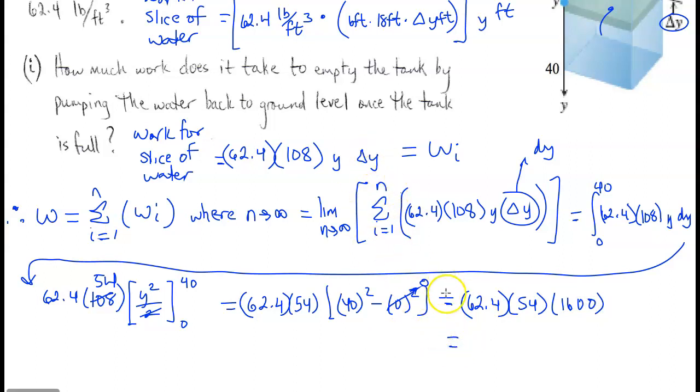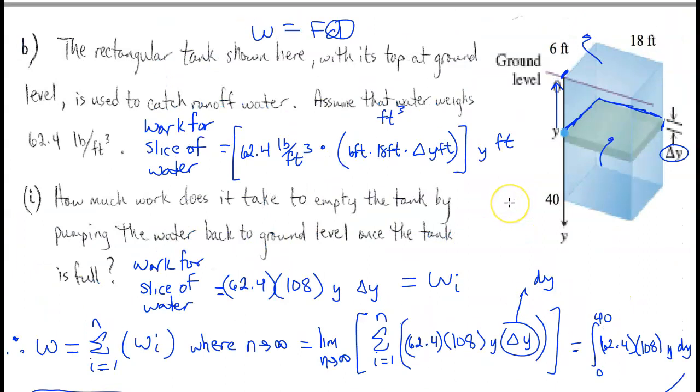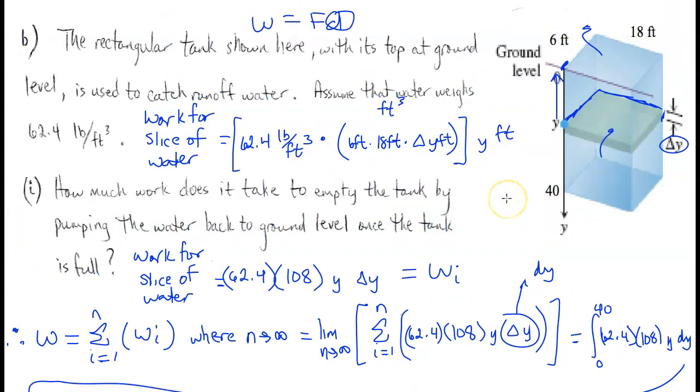And so now the number that we get here is 5,391,360. And this would be in foot-pounds. Okay, so this would be our actual amount of work that it would take to take this tank here, and with it being full, pump all the water out of it where the water weighs this much.